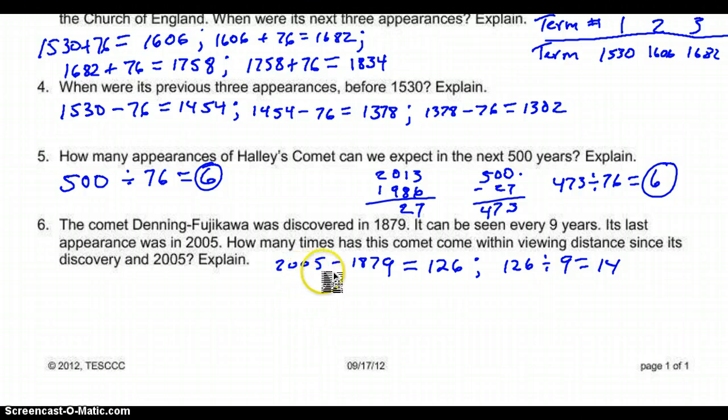So 2005 minus 1879 is what we will do to determine the number of years, and we'll get 126. So that's 126 years between 2005 and 1879, and this comet shows up every 9 years. We divide 126 by 9, and lo and behold, it has shown up 14 times.